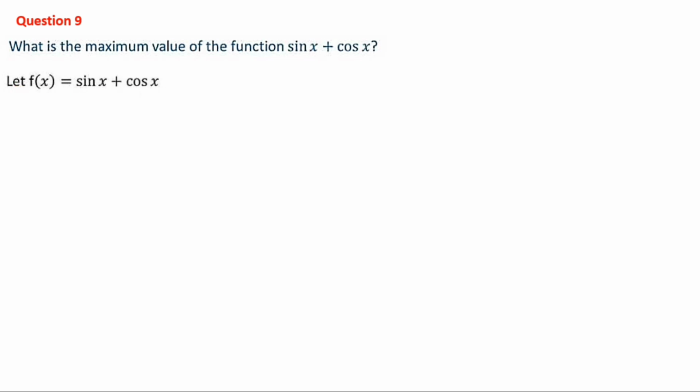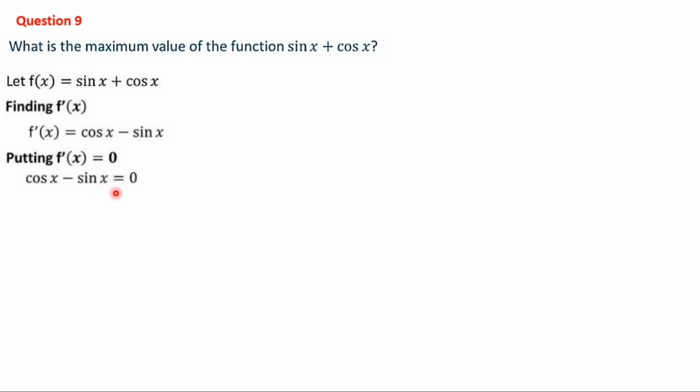Next we shall discuss question number 9. What is the maximum value of the function sin x plus cos x? Let's take the given function as f of x and find its derivative. The derivative of sin x is cos x, and the derivative of cos x is minus sin x. So it comes as cos x minus sin x. Equate it with 0: cos x minus sin x is equal to 0.